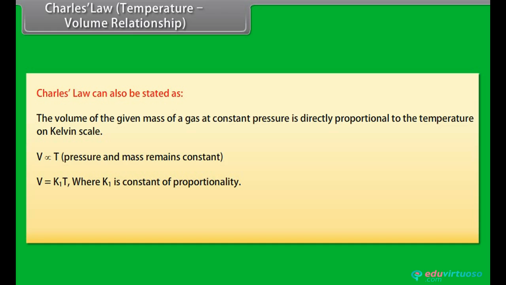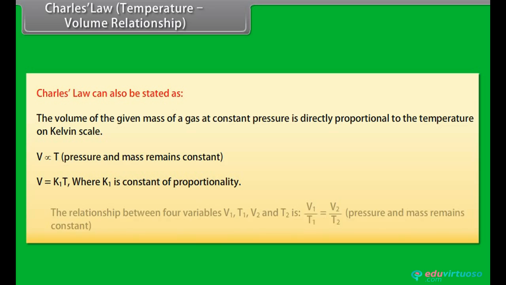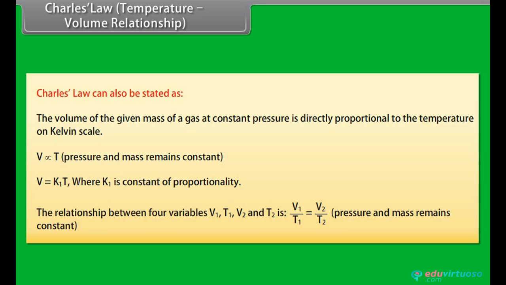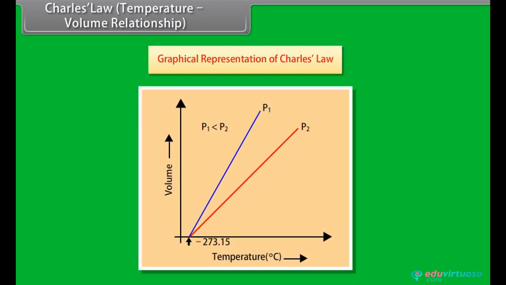Let V1 be the volume of a certain mass of a gas at temperature T1 and at pressure P. If the temperature is changed to T2 keeping pressure constant, the volume changes to V2. The relationship between the four variables V1, T1, V2 and T2 is V1 by T1 is equal to V2 by T2 at constant pressure and mass. Graphical representation of Charles' law. Each line of the volume versus temperature graph is called an isobar.